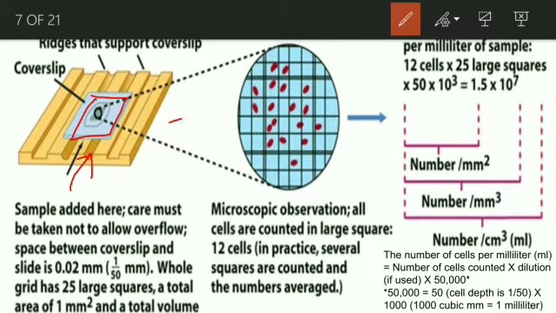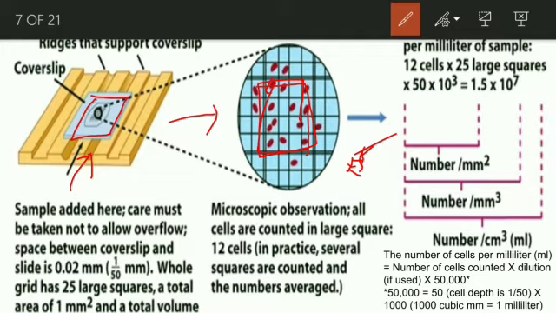This grid is enlarged here, and you can see the cells. There would be 25 such cells here, and each one of the 25 is again divided into 16 cells. In this area we will measure the number of bacteria.